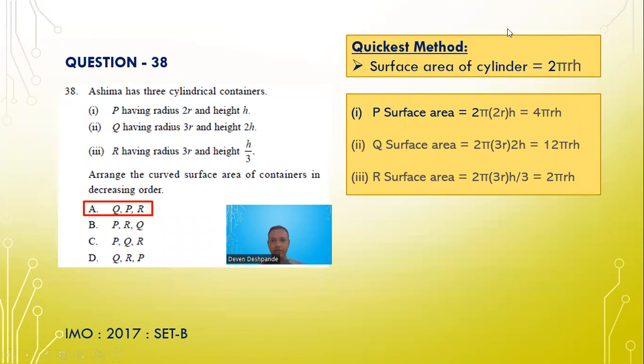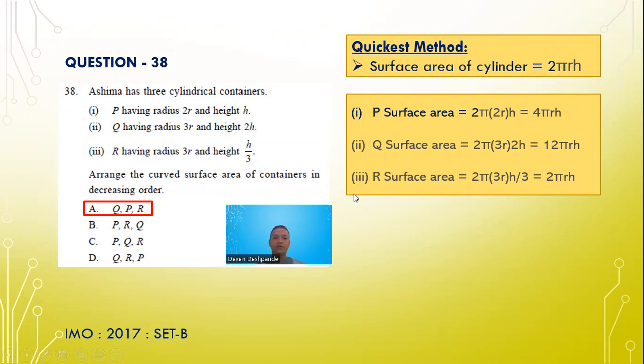The surface area of the first cylinder will be 2 pi into r, which is 2r, into h. 2 into 2 is 4, so it will be 4 pi rh. Q's surface area will be 2 into pi into 3r into 2h. 3 into 2 is 6, into 2 is 12, so 12 pi rh. For the third one, the surface area is 2 pi into radius 3r and h is h upon 3. So 2 pi into 3r into h upon 3. The 3 will get cancelled, and it will be 2 pi rh.